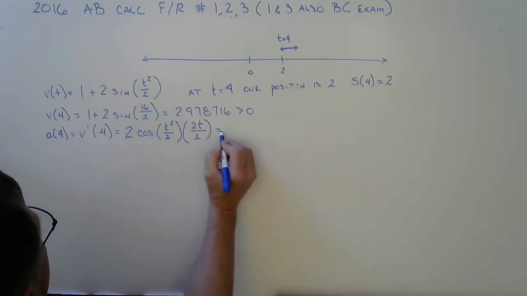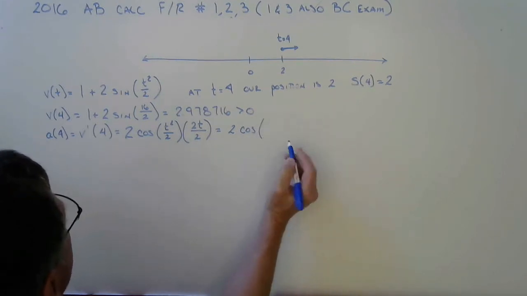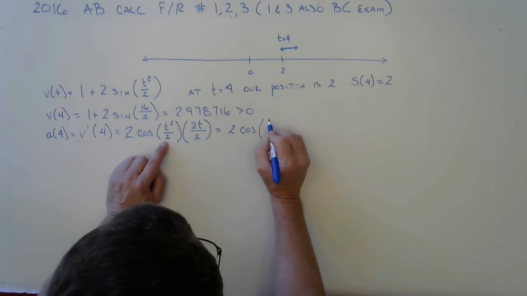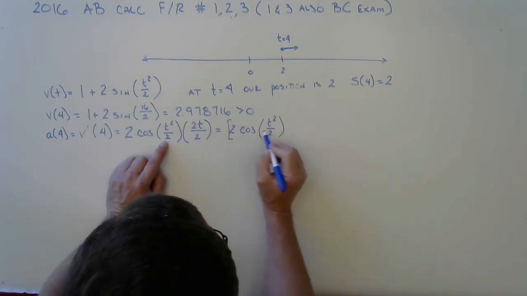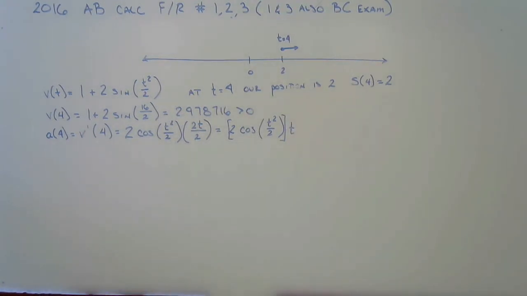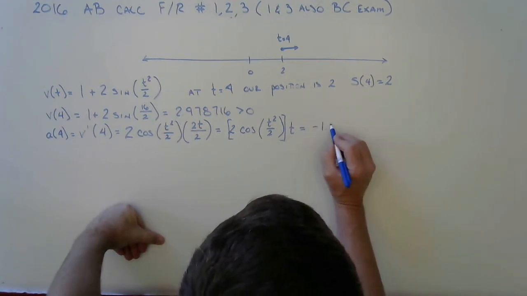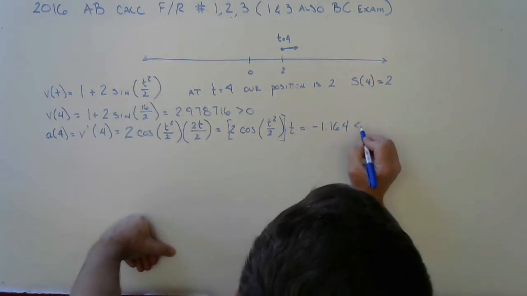And so our derivative is 2 cosine of t squared over 2, and then all of that gets multiplied by t. And now we plug in a 4, and when we plug in a 4, we get negative 1.164, which is less than 0.